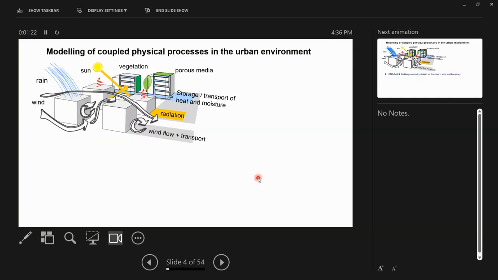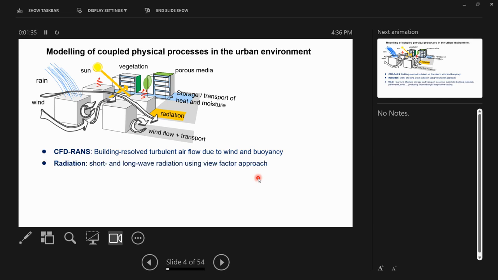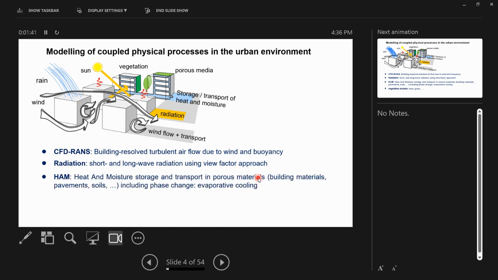The model that I will show consists of different submodels. First, the wind or the airflow and the buoyancy is modeled by CFD, and here we use a Gauss approach. The radiation includes long wave and short wave radiation, and we use a view factor approach. What I think is quite special of this model is that we also include heat storage in all the urban surfaces, but also moisture. So for instance, if you want to model the wetting of a surface by rain and the storage of moisture in the soil or whatever, this is also possible.